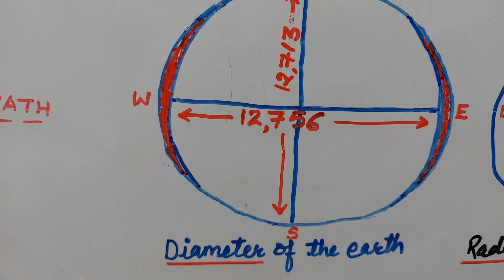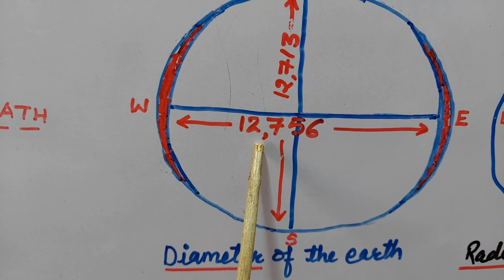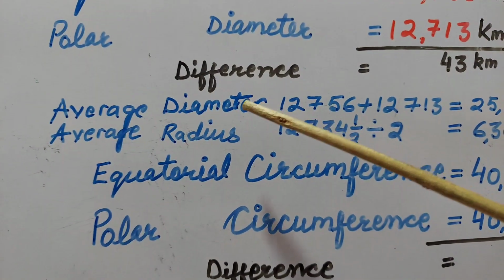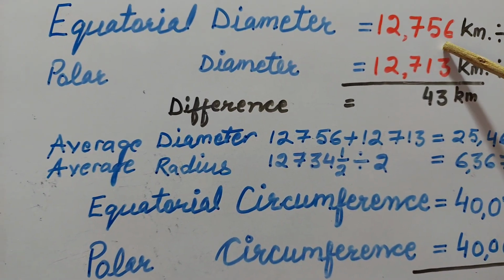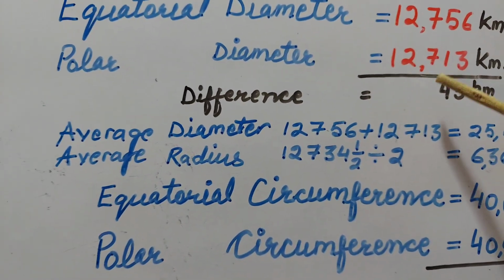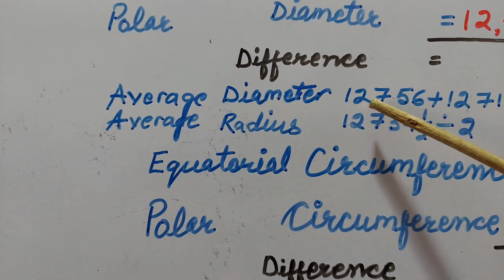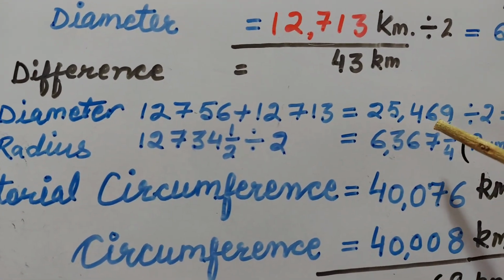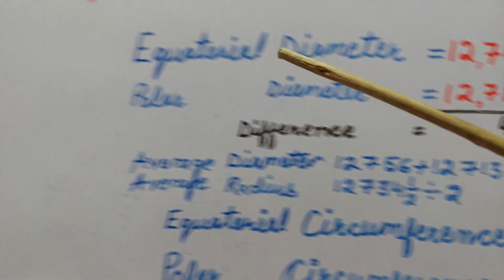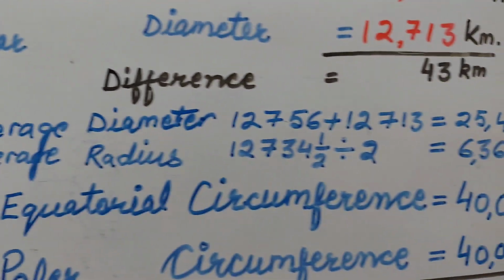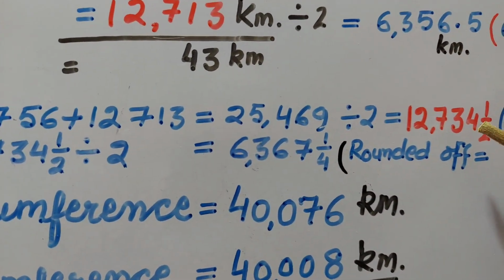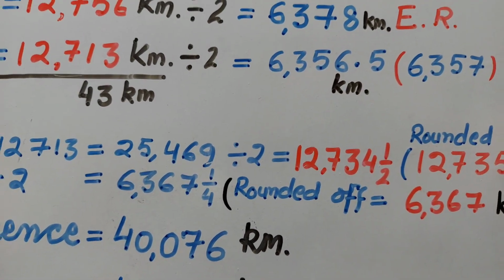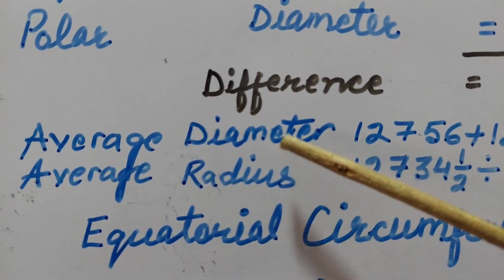There are two types of diameter of the earth: the equatorial diameter, 12,756, and the polar diameter, 12,713 kilometers. If we find the average diameter, we add the equatorial diameter 12,756 plus the polar diameter 12,713, which becomes 25,469, divided by 2, since two items are taken, equatorial and polar. It becomes 12,734 and a half, and rounded off, 12,735 kilometers is the average diameter of the earth.